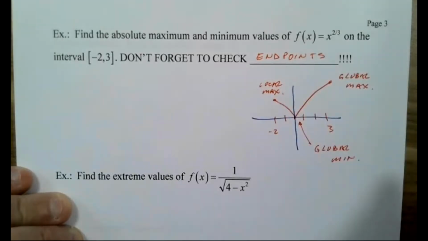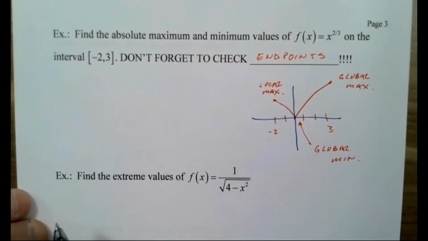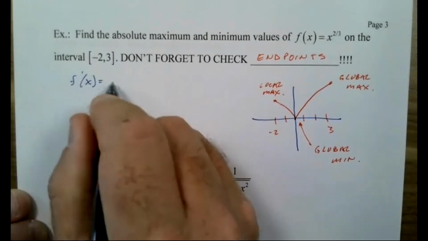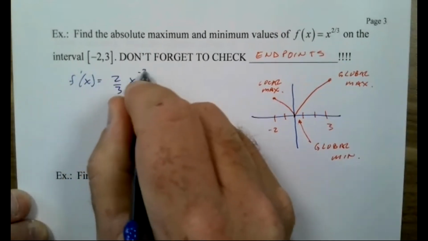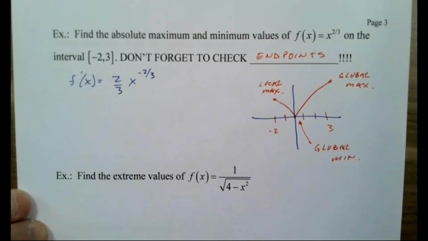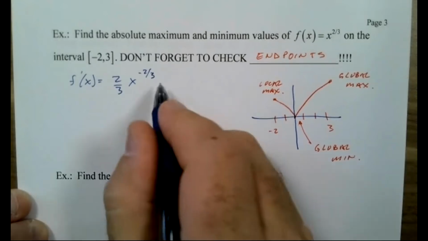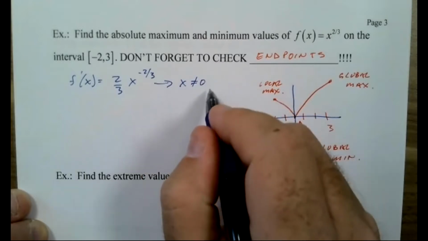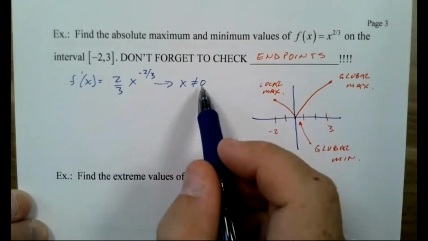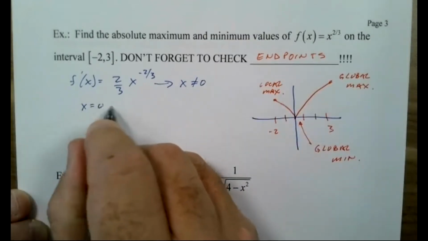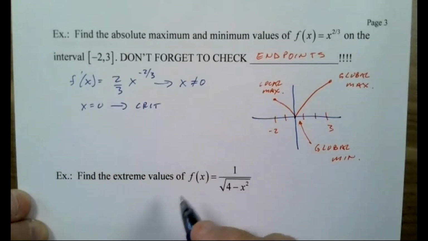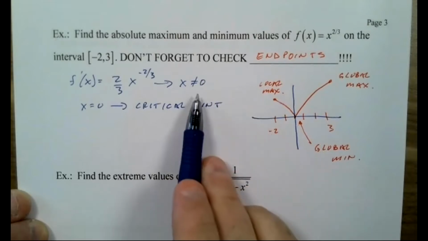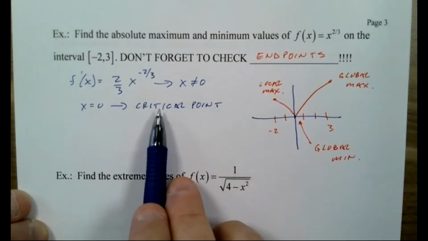Let's do this the calculus way, the way you would normally do it. We would say, what's the derivative? So f prime of x equals 2/3 x to the -2/3. All right. And then we would say, well, x cannot equal 0. So that's a critical point at 0. So x equals 0, critical point. Not a stationary point. The derivative doesn't equal 0. Okay, we should see what's going on.